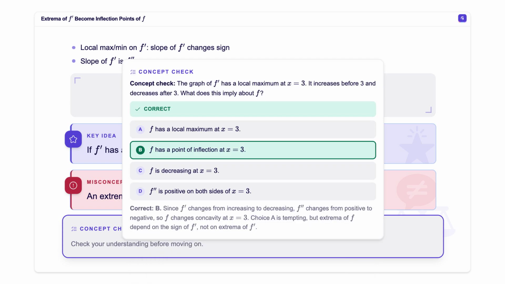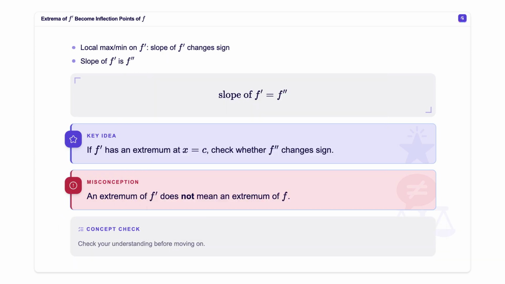Correct. B. Since f prime changes from increasing to decreasing, f double prime changes from positive to negative, so f changes concavity at x equals 3. Choice A is tempting, but extrema of f depend on the sign of f prime, not on extrema of f prime. The big takeaway is, extrema on f prime are clues about concavity changes on f, not about high or low points on f. Next, we will use the same ideas with values in a table.